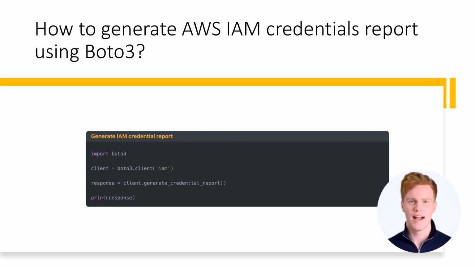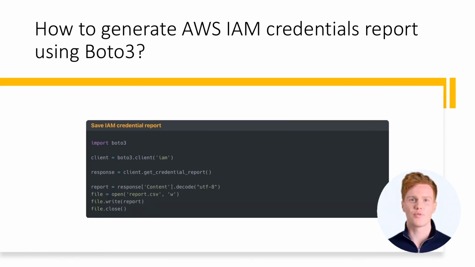To generate the IAM credentials report, you need to use the Generate Credential Report method of the IAM client. To download the IAM credentials report, you need to use the Get Credential Report method of the IAM client. The IAM credential report contains data in CSV format, and it's base64 encoded, so you need to decode it to string. That's all we wanted to cover in this video.